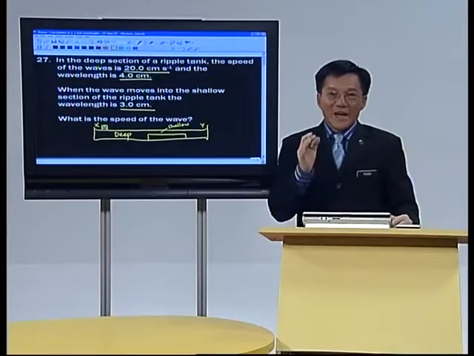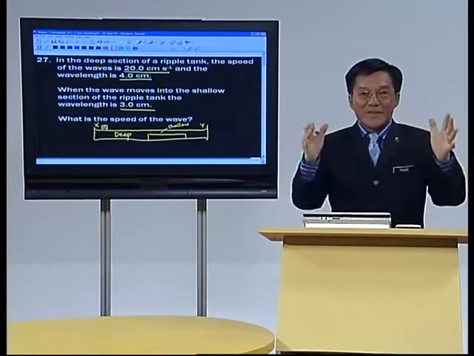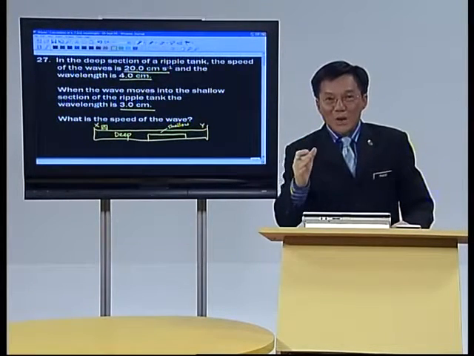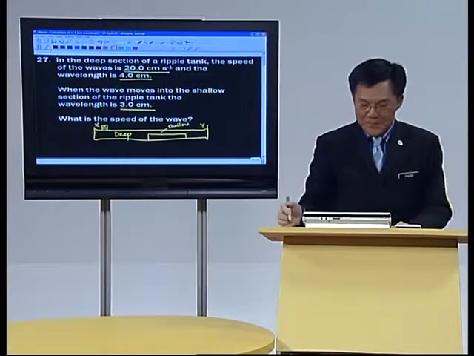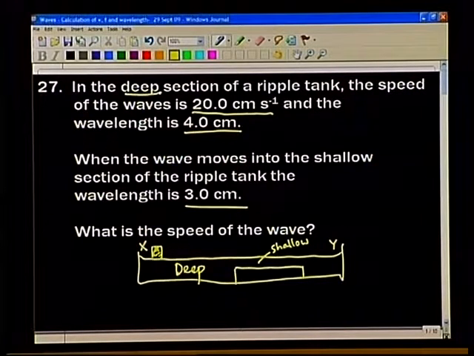Now, I would like to encourage all of you to do what I have always been advising you. That is, when you write down a quantity, always have the subscript. Now, what do I mean? The speed of the waves in the deep section, I call it VD.